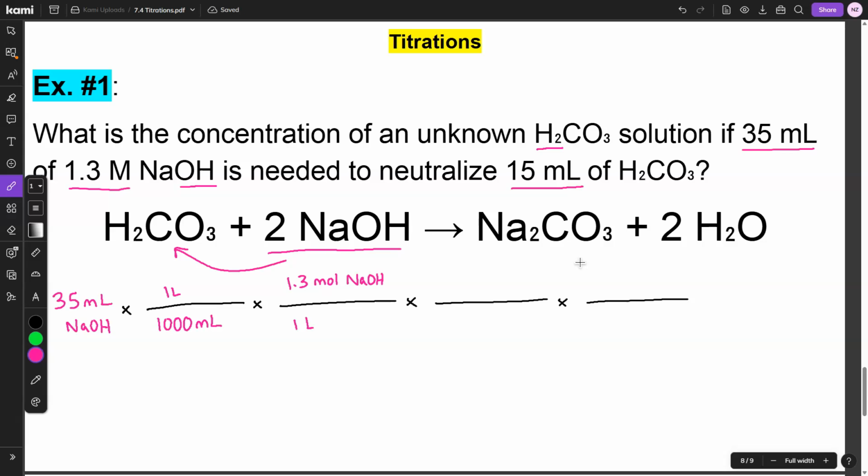Now we're going to do our mole ratio. So NaOH has a 2 in front of it. So for every 2 moles of NaOH, we have 1 mole of H2CO3.